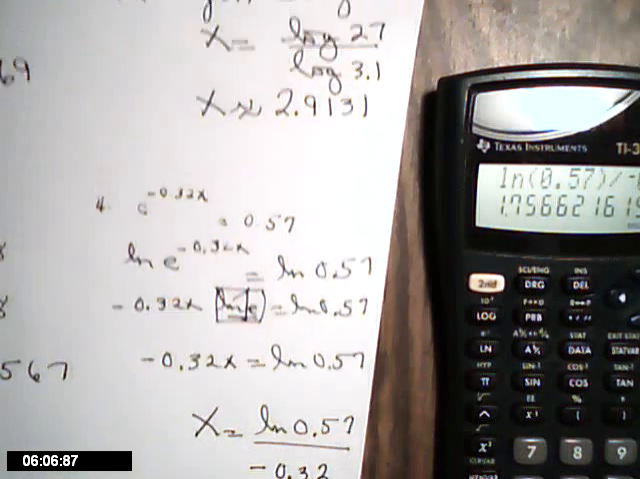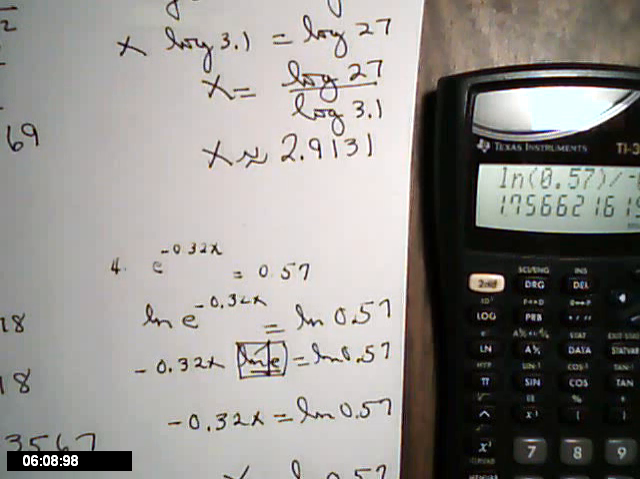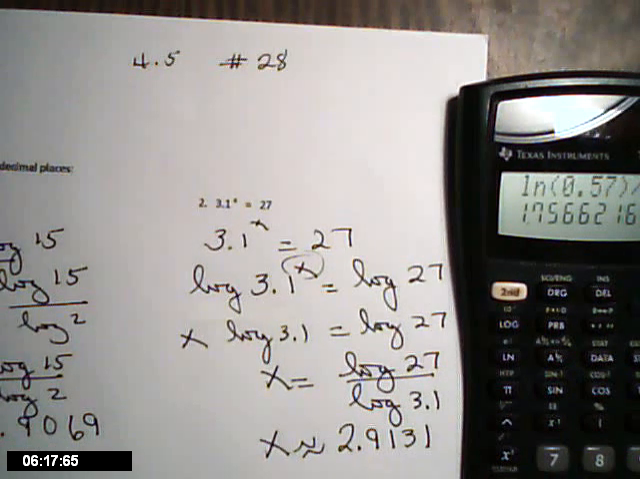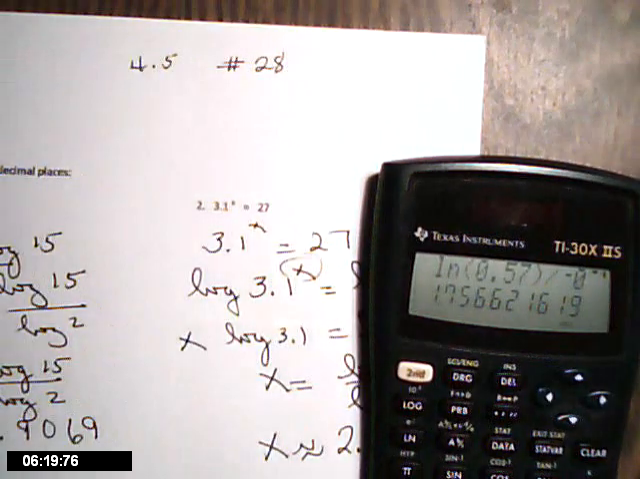1.7566. If you cannot get a common base, you either put log on each side of the equation or ln. If you have an e, you're going to use ln. This is the second part of your homework, number 28. It's 4.5.